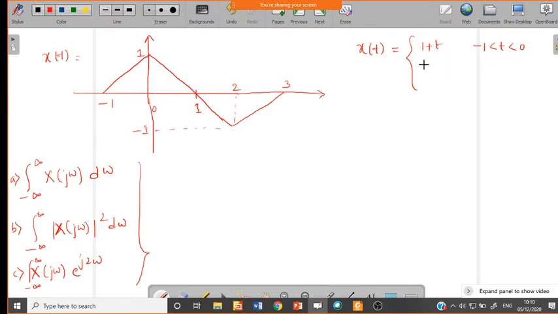And similarly, 1 minus t. You can see here, if t is 0 this will give the value 1, and if t equals 1 it will give the value 0. So we can define it as 1 minus t between 0 to 1. Since it is going further, we can define it till the value 2. If you put t equal to 2, you will get 1 minus 2, which is equal to -1.